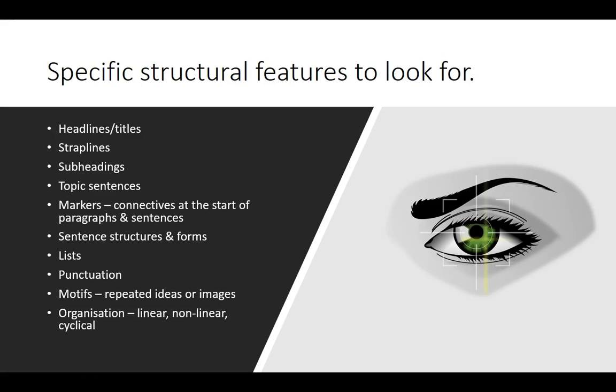Look for the overall organisation. Is it linear, non-linear, cyclical? How is the writer presenting that information? Are they presenting it to you logically, or maybe in a piece of autobiography or travel writing they're flitting around in time and space? And then look for the links between the very opening of the text and the ending of the text when you are dealing with the whole text in response to question 3 and question 7b on paper 2.